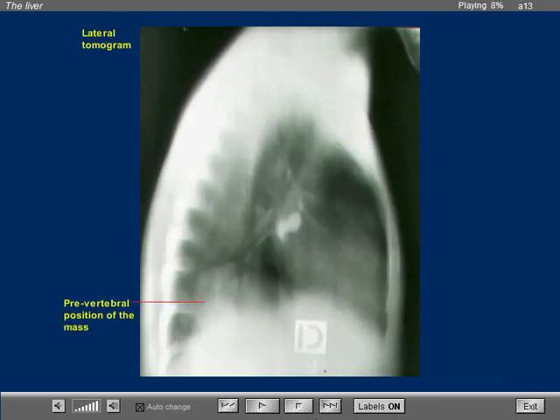A lateral chest tomogram shows the prevertebral position of this mass, which is adjacent to the right dome of the liver, and it is obviously behind the projection of the heart. The upper margin appeared slightly lobulated.